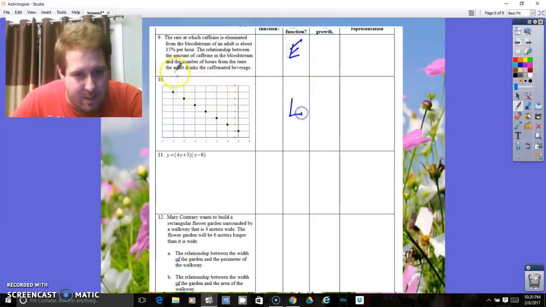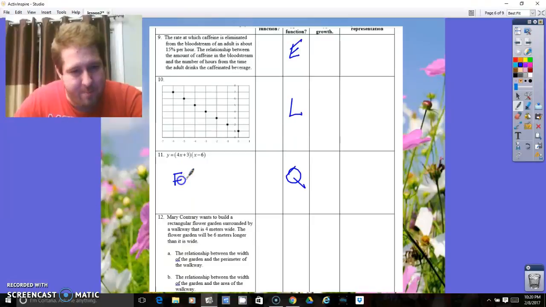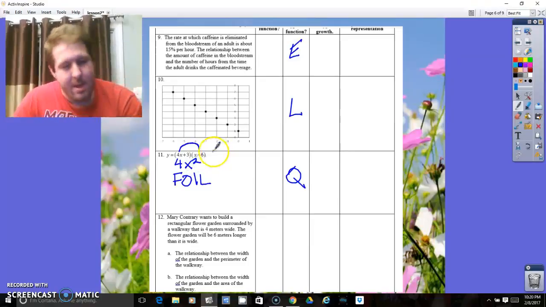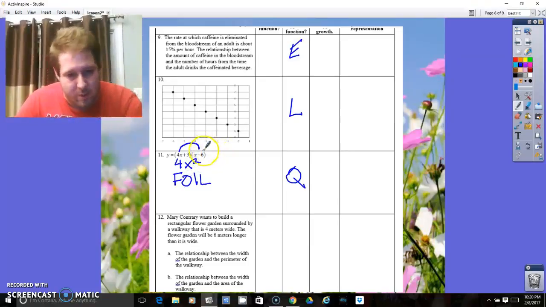Exponential? I'm going to say this one's linear because you can clearly see it's a straight line. This one is quadratic, and the reason is because when you use the FOIL method, first, outer, inner, last, you're going to get x times x, so that's really 4x squared. Anytime you have x squared, it's quadratic.